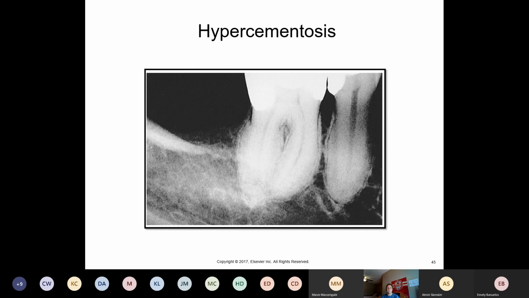If you look at these roots, you can see how they look like a thick baseball bat. They just look really, really bulbous. And you can tell that the tissue that is on the root is not as dense as the dentin or the enamel of the tooth. And that's kind of how cementum appears. So you would know that that would be hypercementosis.